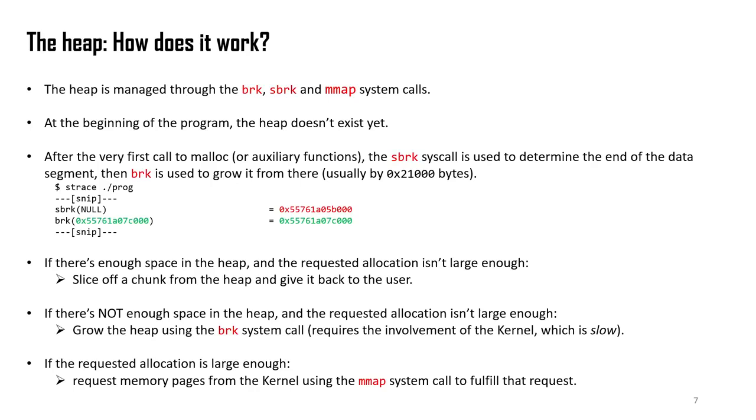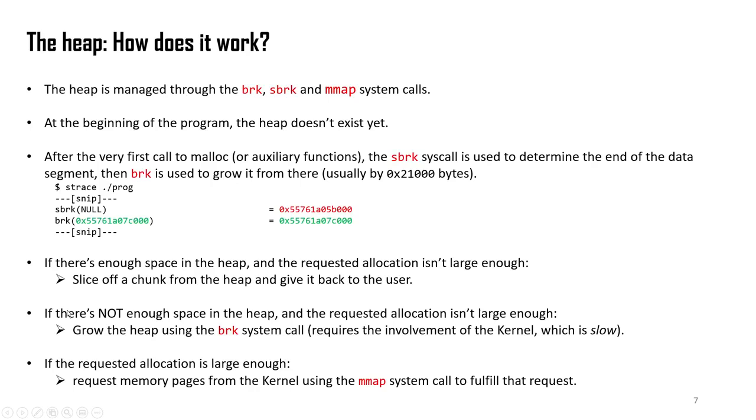And strace is a Unix utility that traces system calls made by a program. If we use strace and run a program that uses the heap, we will see that when we call malloc or similar functions for the first time, the heap will be created using SBRK and BRK. As you can see here, SBRK returns an address. When we pass null to SBRK, it returns the address. This address is the end of the data segment. And then this address plus hex 21,000 is this address, which we pass to BRK. And then BRK asks the kernel to grow the data segment of the process until that address in order to create the heap. Now, when we call malloc, a few things could happen.